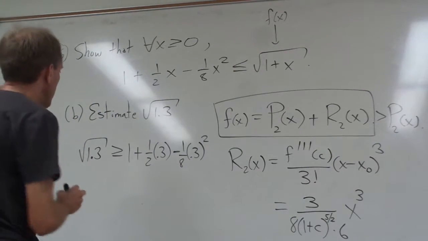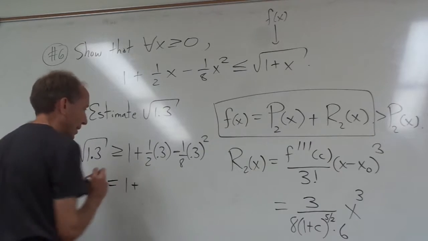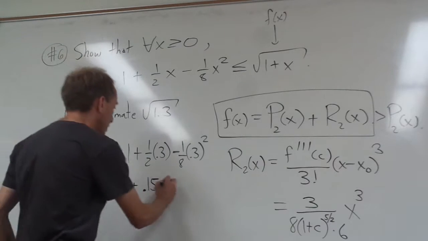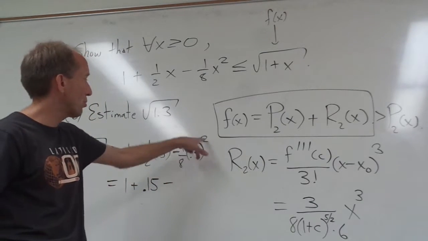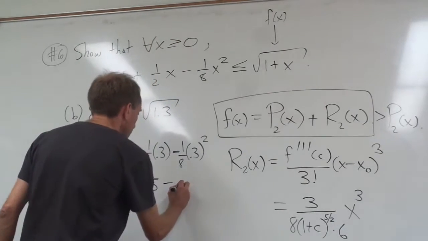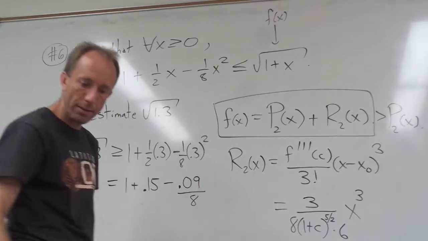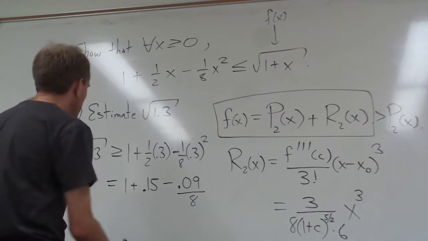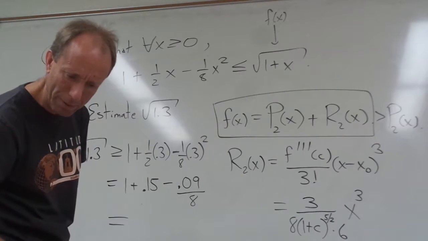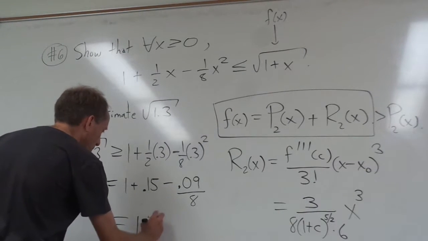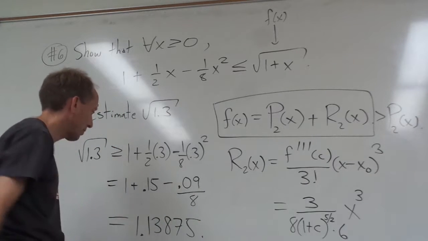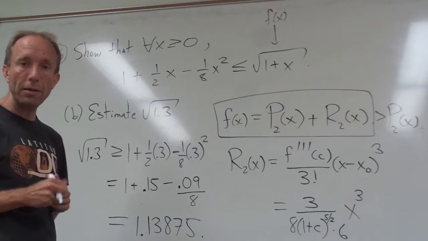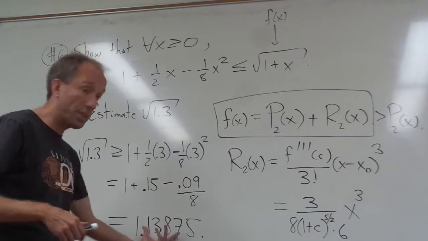Okay. So this might be a little tough to just do in our heads here. Let's see. If I take 0.3 and I divide it by 2, I'll get 0.15. And here I'm subtracting, this is going to be 0.3 squared, which is 0.09, divided by 8. Okay. There's nothing too magical about this. You could actually do this without a calculator, but it turns out to be 1.13875. Of course, the square root of 1.3 is a little bit larger than that, but it's at least this much.